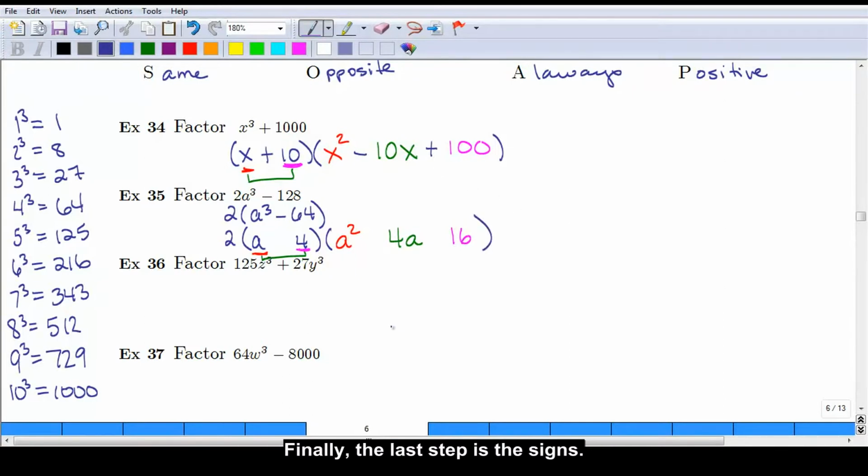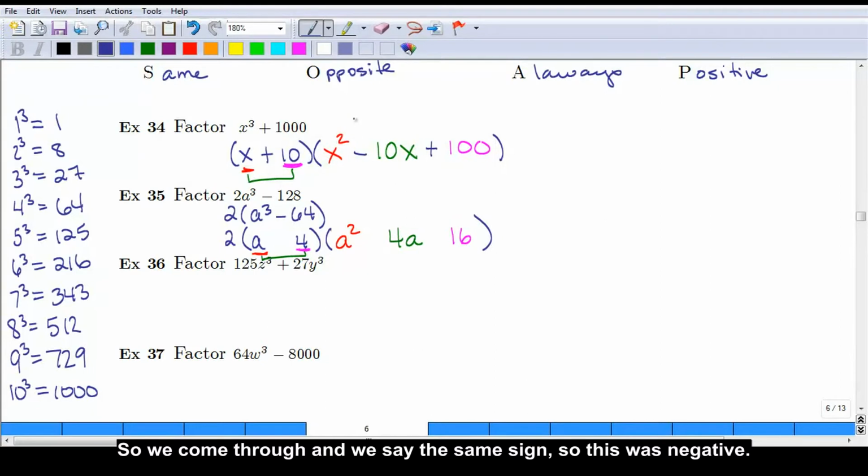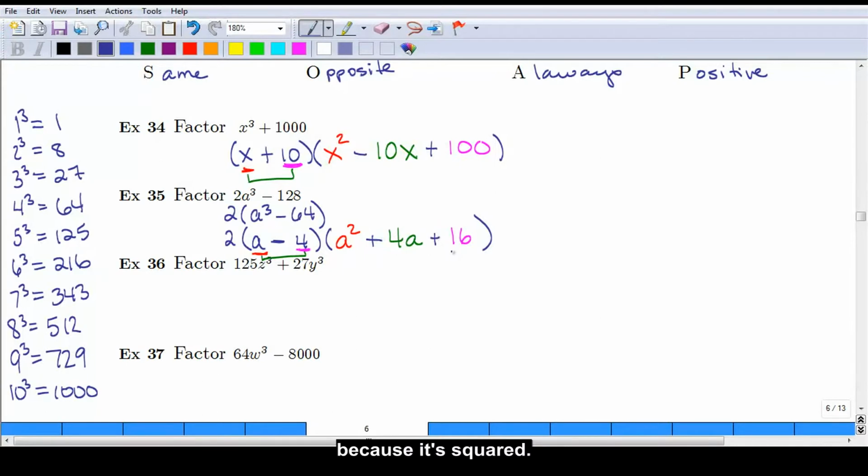Finally, the last step is the signs. So we come through and we say the same sign. So this was negative. Opposite would be positive. And the last one is always positive because it's squared.